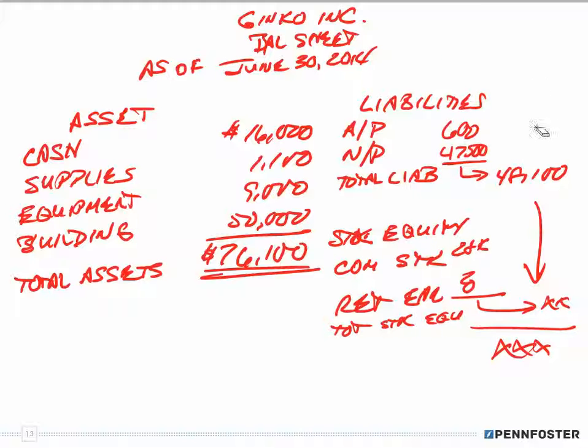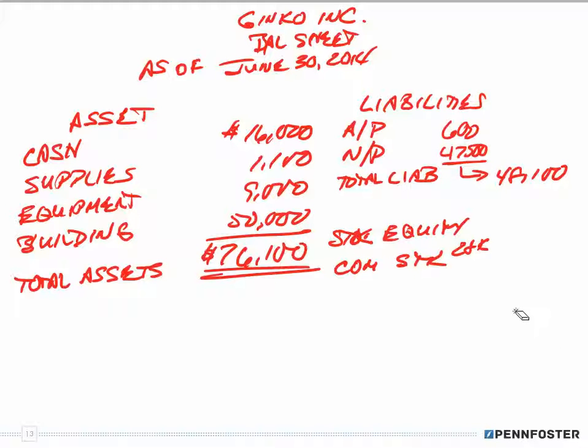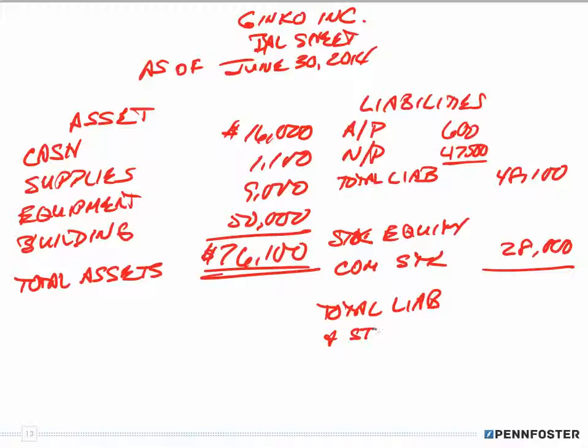But because I only have one account for stockholders equity, I could do the math like this for the liabilities, and then I would put my $28,000 here. I can draw the underline, and then I'd have my total liabilities and stockholders equity, which will be the $76,100. But you see the idea here.